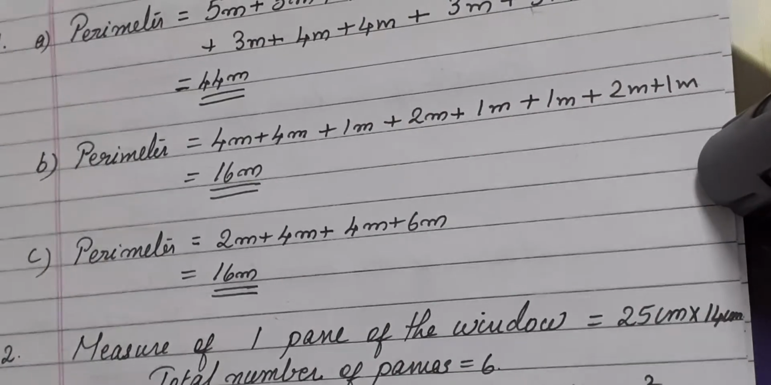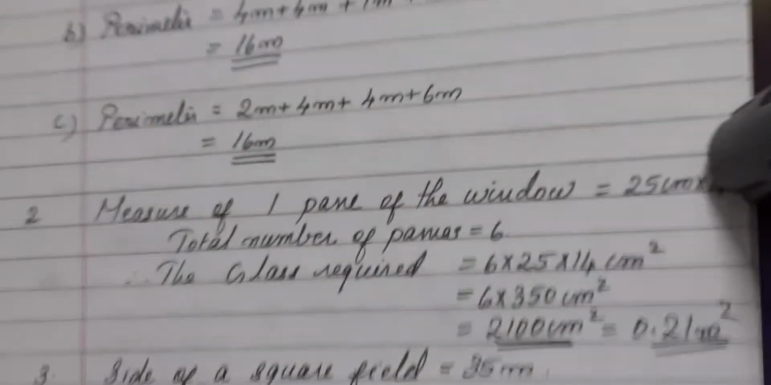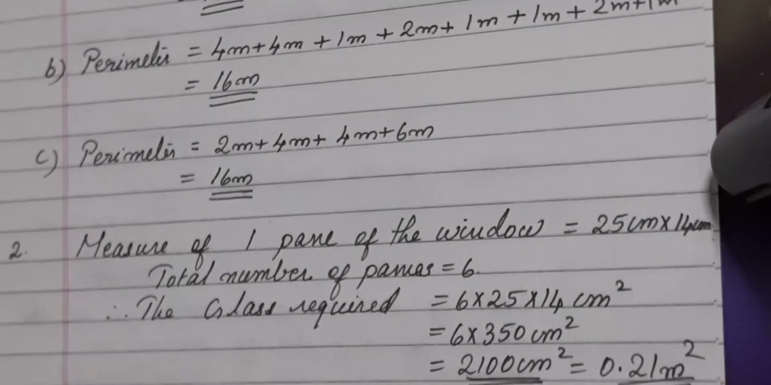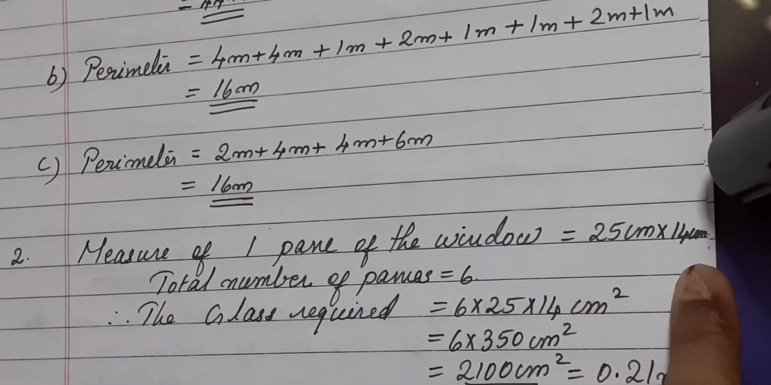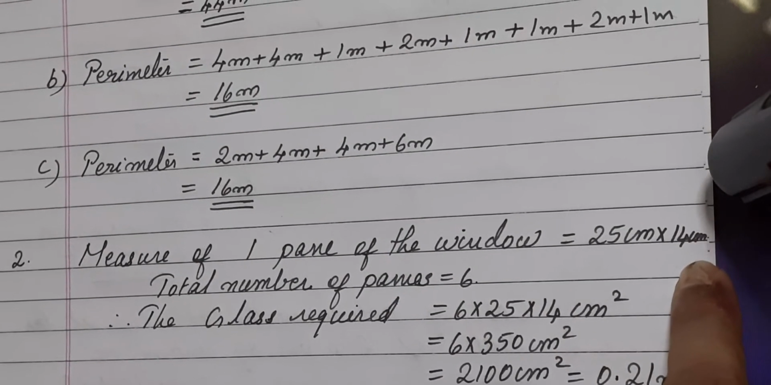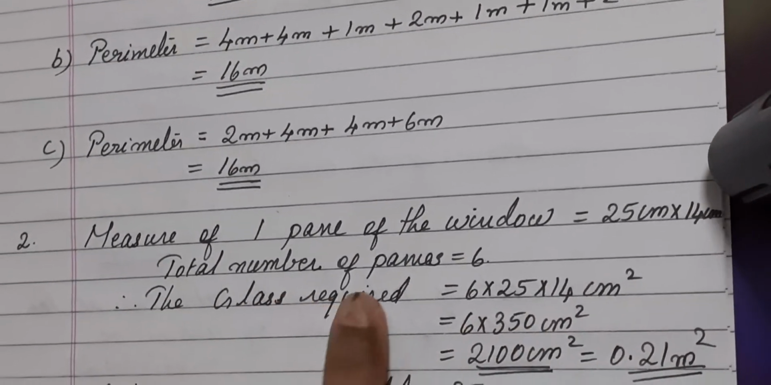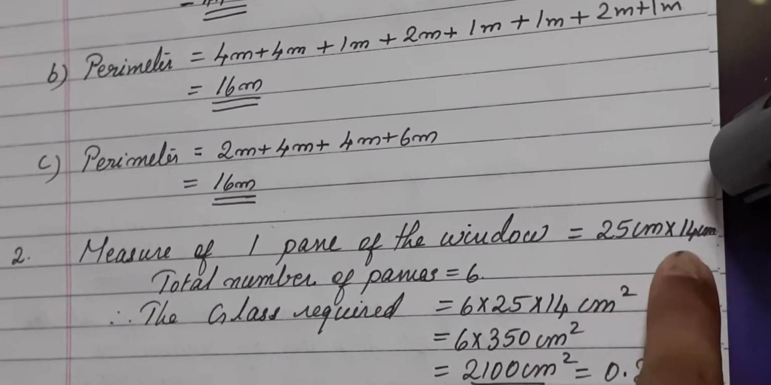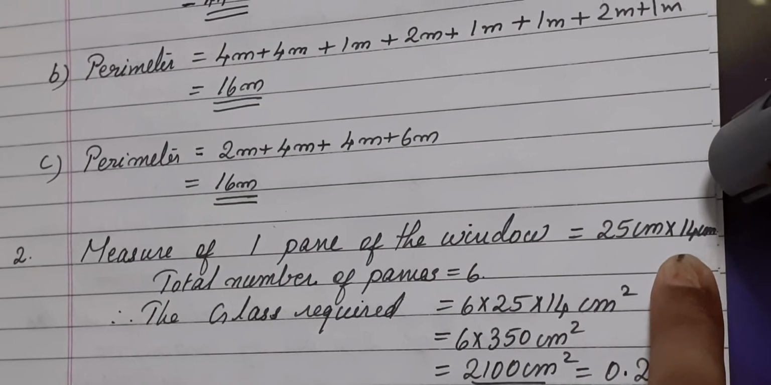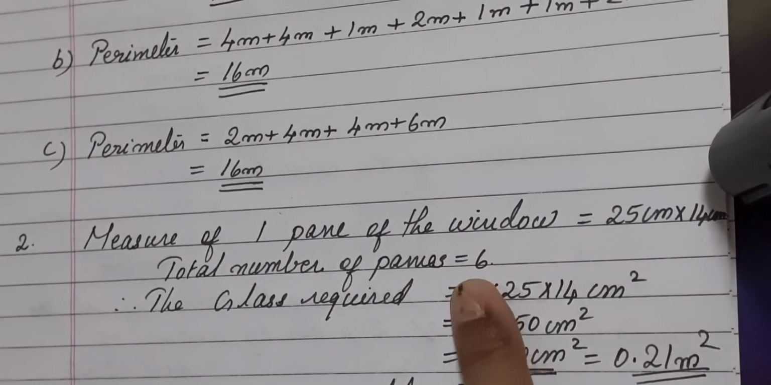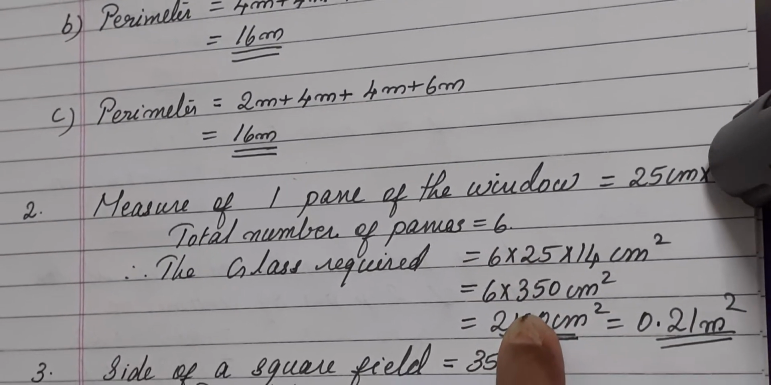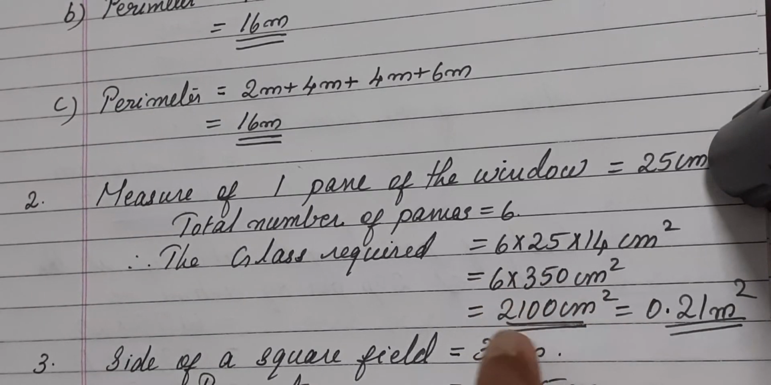So first how you have to write? Measure of one pane of the window is equal to 25 centimeter into 14 centimeter. Okay, that is the area of one pane. Then the number of such panes is 6. Therefore the glass required, how to calculate this? If we multiply these two, we will get the area of one pane. Then like that 6 panes are there, multiply that area by 6. Okay, so you will get area as 350 centimeter square, multiply that by 6, you will get 2100 centimeter square.